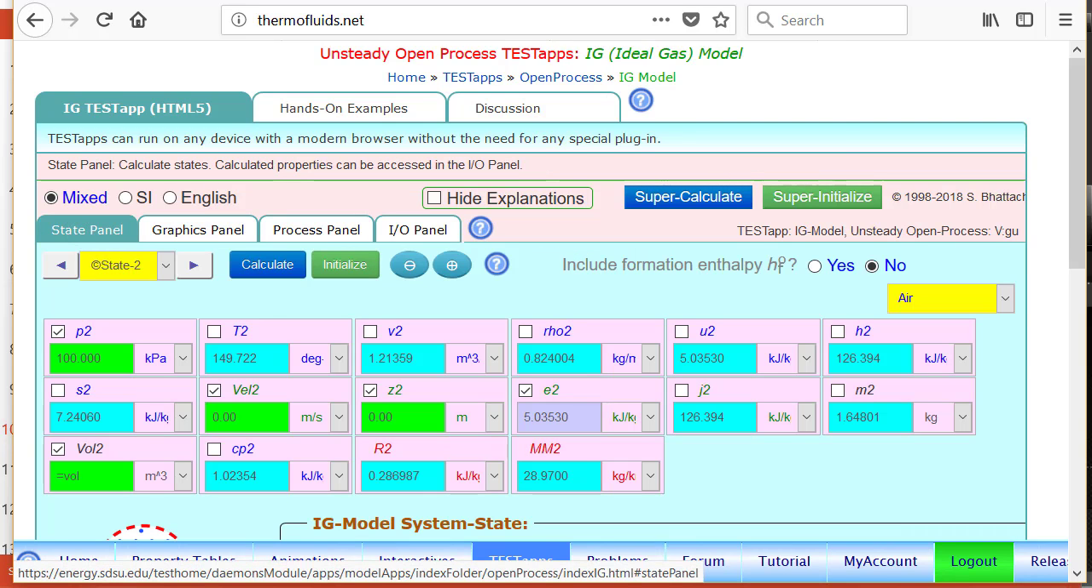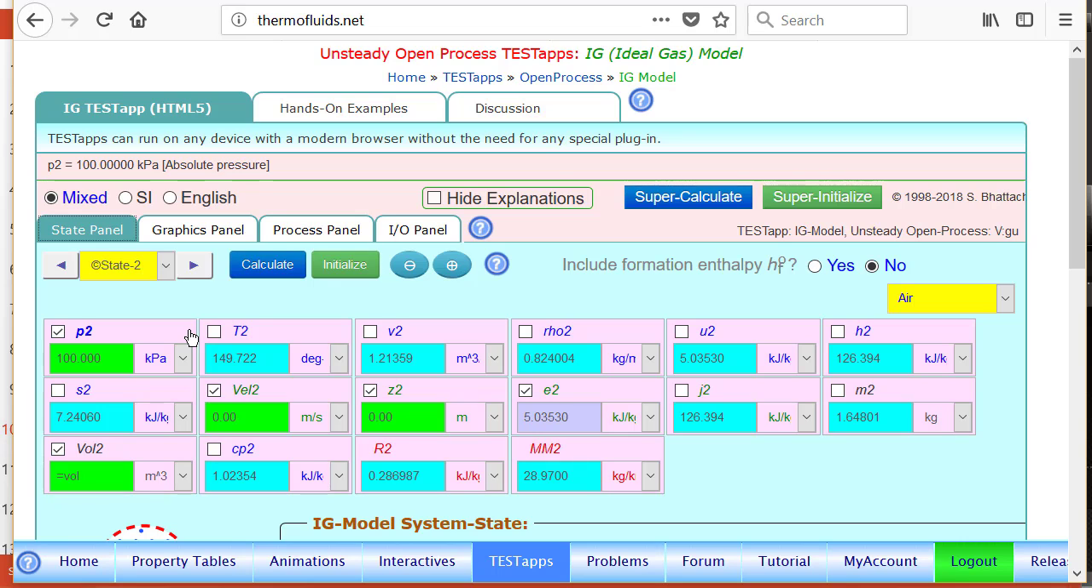Go back to the state panel. Yes, the temperature hasn't changed at all. So the final temperature doesn't depend on the volume of the tank. You can do similar parametric studies very easily.